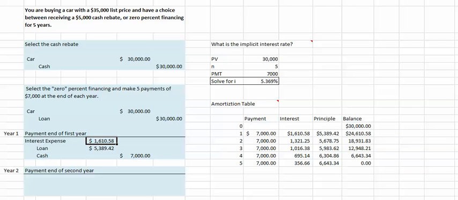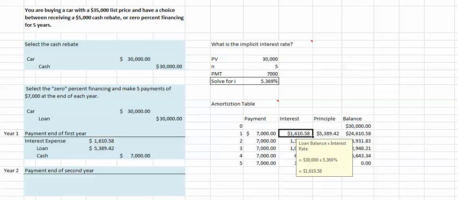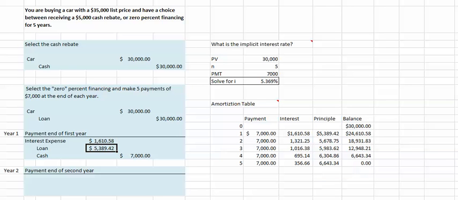All right then, recording our payment at the end of the first year, we will record interest expense of $1,610, which we calculated in our amortization table. Our principal will go down by $5,390, and we will credit cash for $7,000.